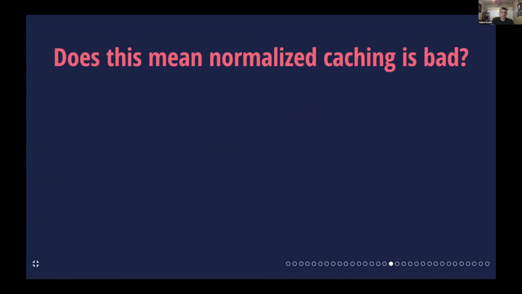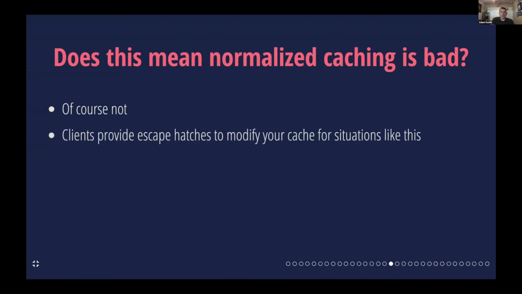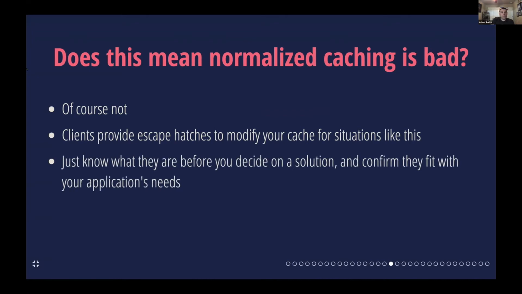Does that mean normalized caching is bad? No, of course not. The clients do have escape hatches. Check them out, see if they suit your application's needs, because that's really all that matters. You might be building a web application where this isn't even a concern for you, in which case Apollo is going to be amazing, and I urge you to use it. Let's take a look at a different caching approach.